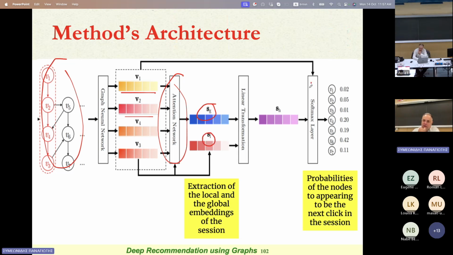And in the end, they have a softmax layer, and they make a prediction of the item which is going to be clicked next with some probabilities. These probabilities sum up to 1. This is the softmax loss function.